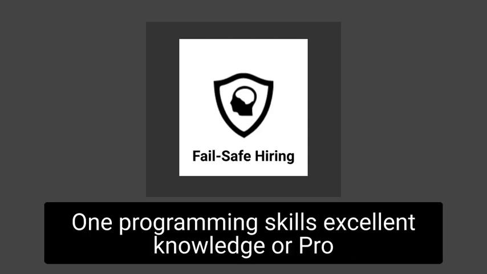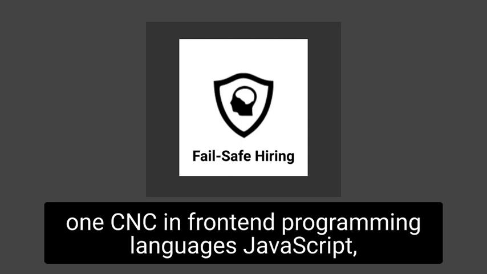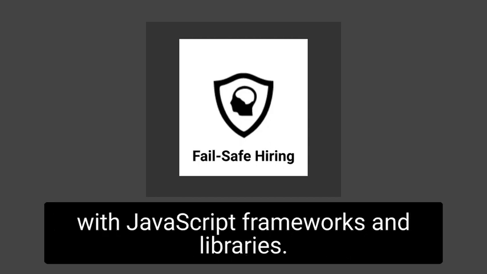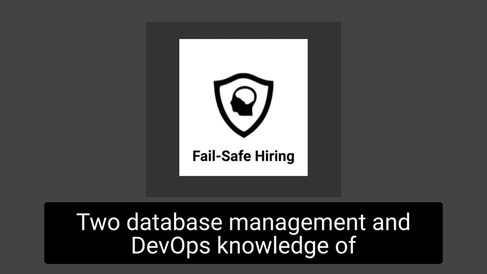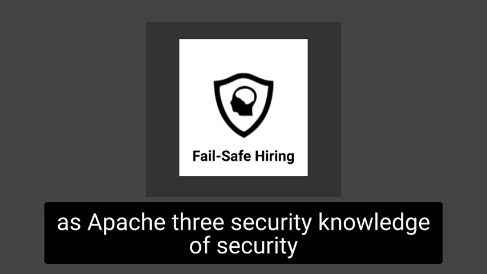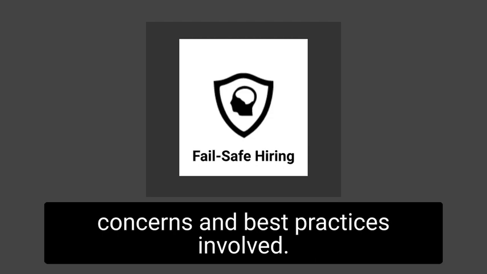Skills. 1. Programming skills, excellent knowledge or proficiency in front-end programming languages, for example HTML, CSS, JavaScript, XML, jQuery, back-end programming languages, for example C#, Java, Python, and familiarity with JavaScript frameworks and libraries. 2. Database management and DevOps, knowledge of relational, for example MySQL, and non-relational, for example MongoDB, databases. Familiarity with web servers such as Apache. 3. Security, knowledge of security concerns and best practices involved.